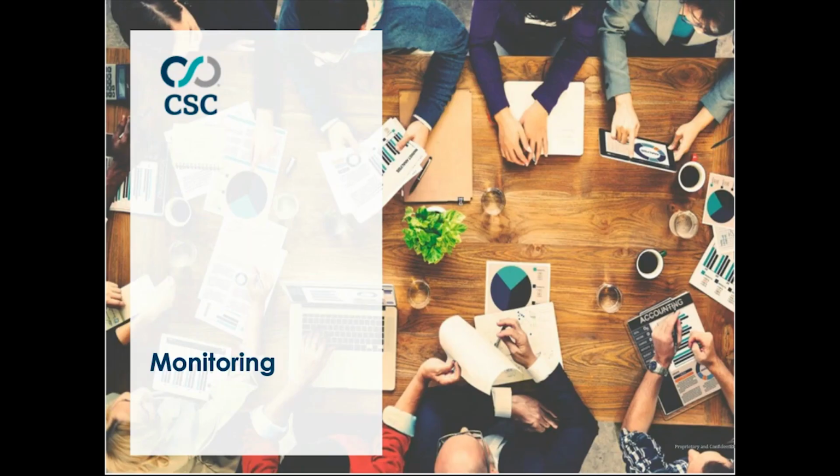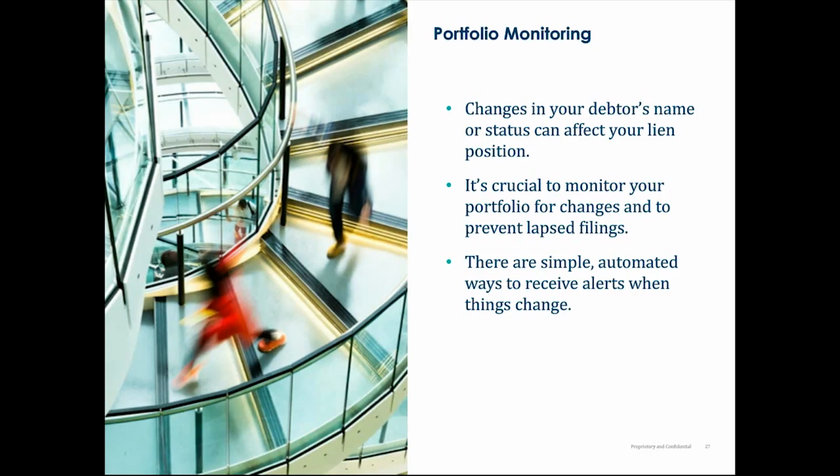Okay, next up is monitoring. Portfolio monitoring. Changes in your debtor's name or status can affect your lien position. So it's crucial to monitor your portfolio for changes and to prevent lapsed filings. And there are simple automated ways to receive alerts when things change. So we have several ways to monitor activity.